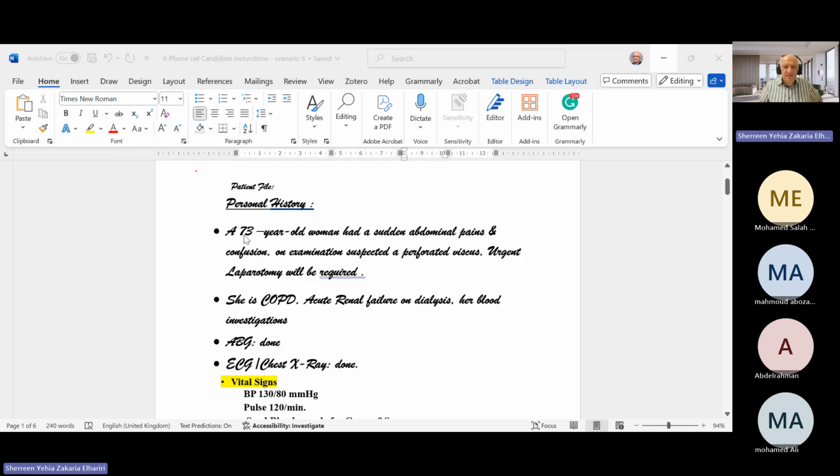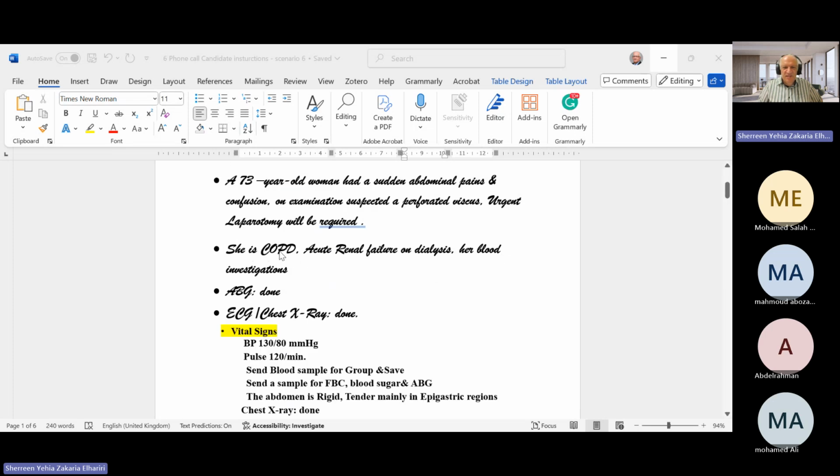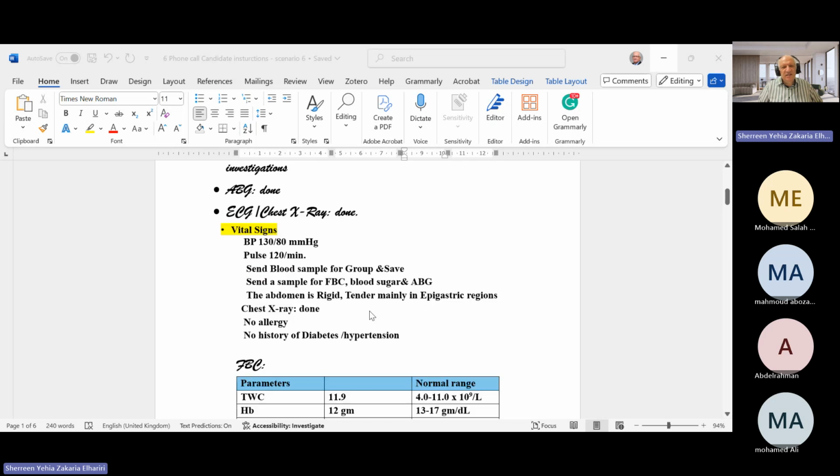This patient is a 73-year-old woman who had sudden abdominal pain and confusion. On examination, a perforated viscus is suspected. Urgent laparotomy will be done. She has chronic obstructive pulmonary disease, or airway disease, and acute renal failure on dialysis. Her blood investigations, arterial blood gases and ECG are done and attached below. Vital signs: blood pressure 130/80, pulse 120.